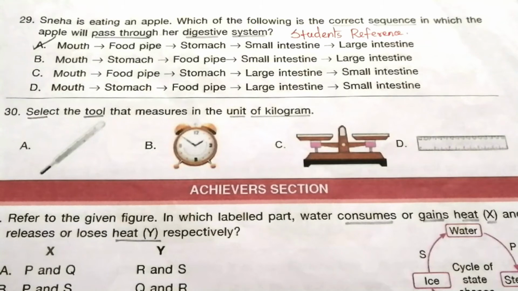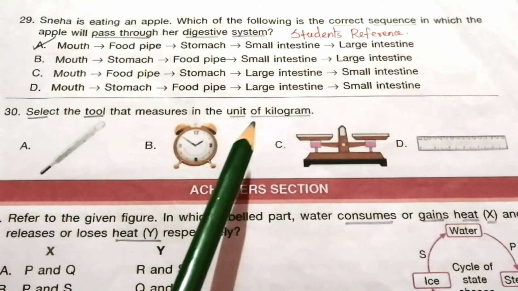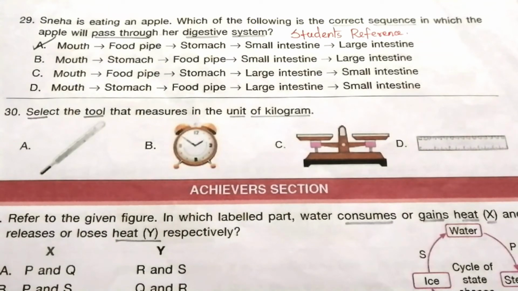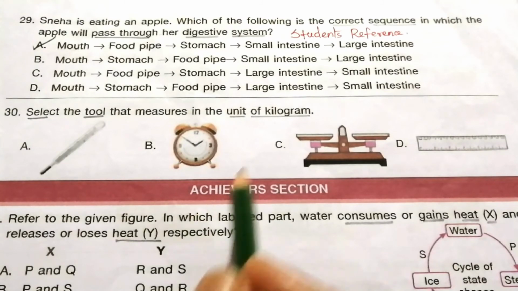30. Select the tool that measures in the unit of kilogram. You look at the given 4 pictures carefully and try to find out the answer. Kilogram is the unit of weight, which is used to measure the weight. C.